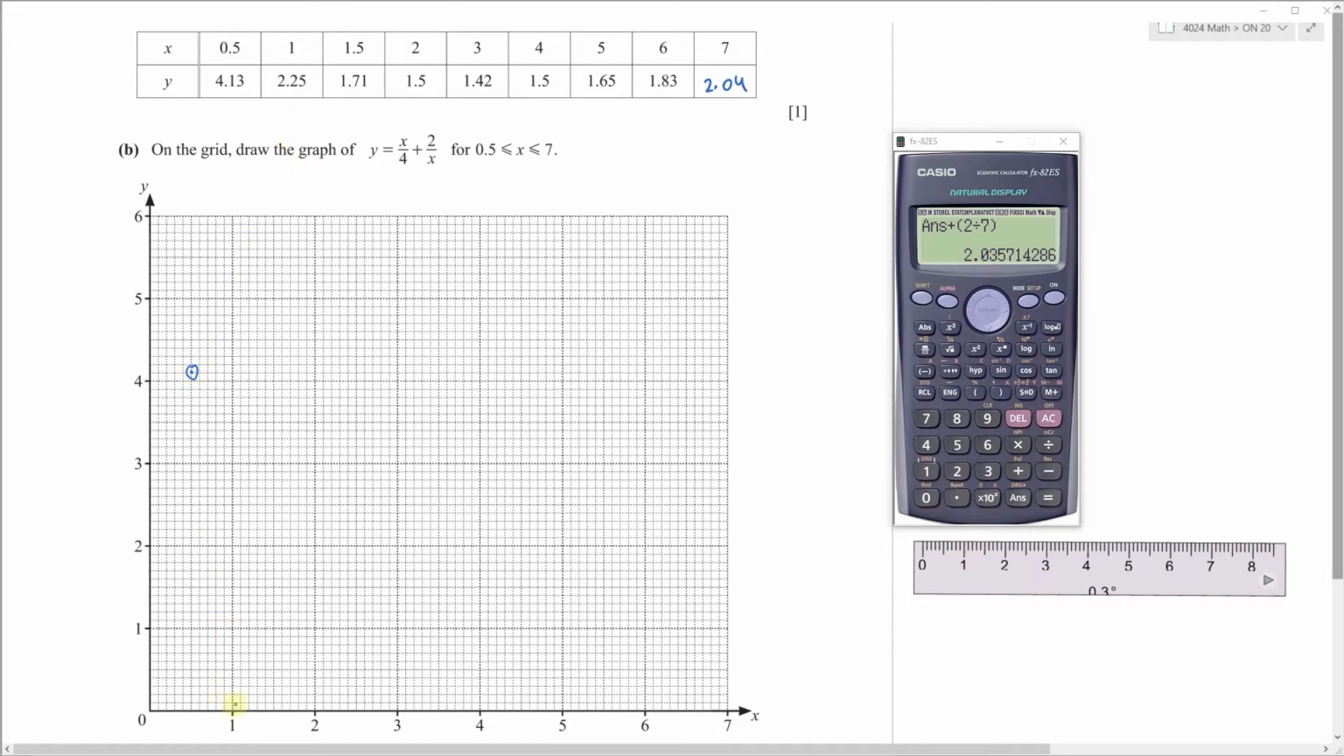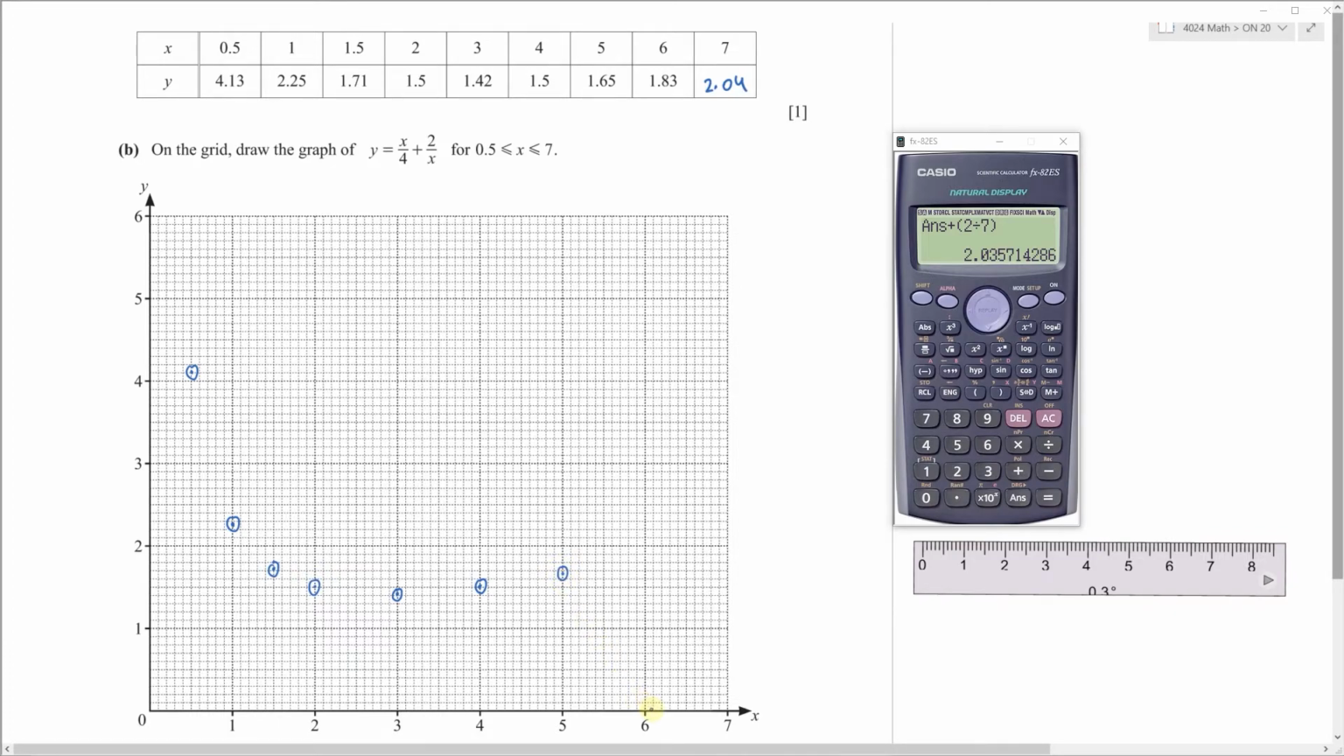Then you have 1 and 2.25. 2.1, 2.2, 2.25 will be in the middle here. 1.5 and 1.71. 1.5, 1.6, 1.7, so 1.71 will be right about here. 2 and 1.5. 3 and 1.42, which will be right here. 4 and 1.5 will be here. 5 and 1.65, which will be in the middle.